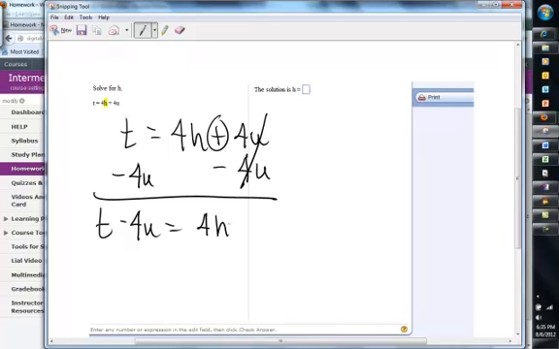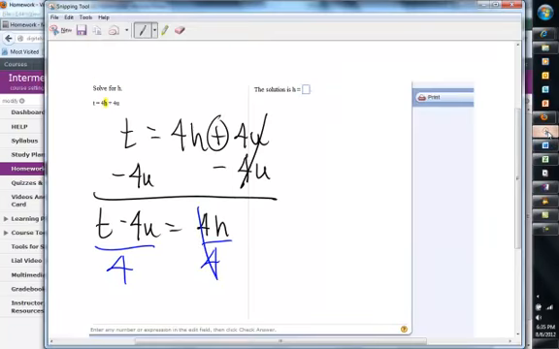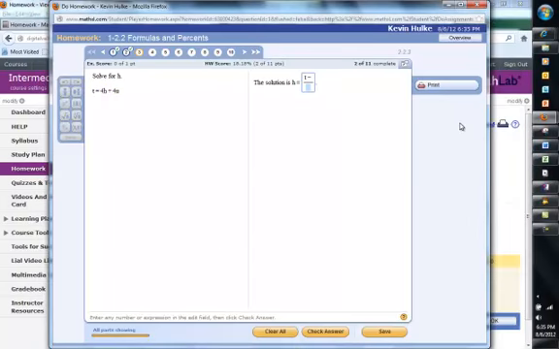Now we can divide both sides by 4 to get the h all alone, and so our fraction is t minus 4u over 4. T minus 4u over 4. Next one.